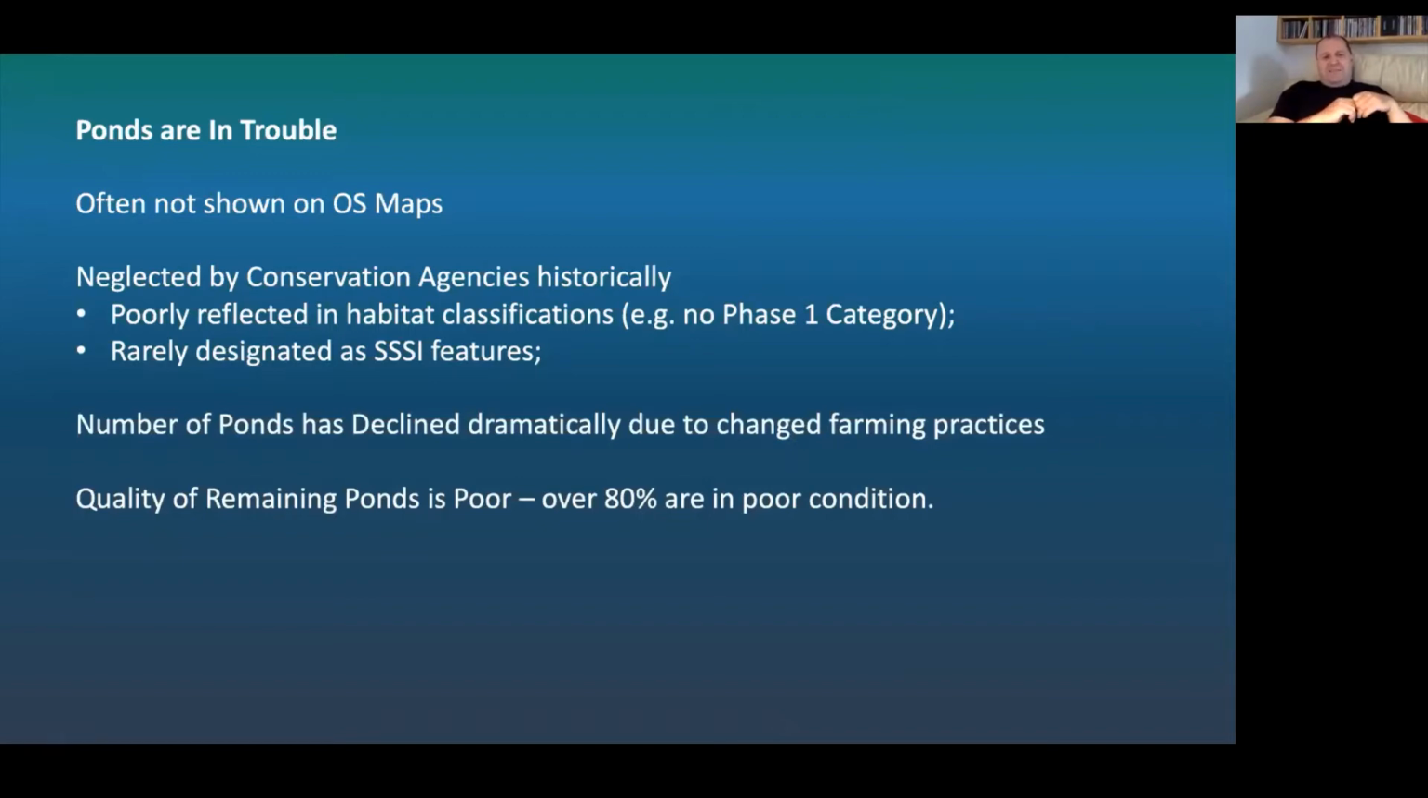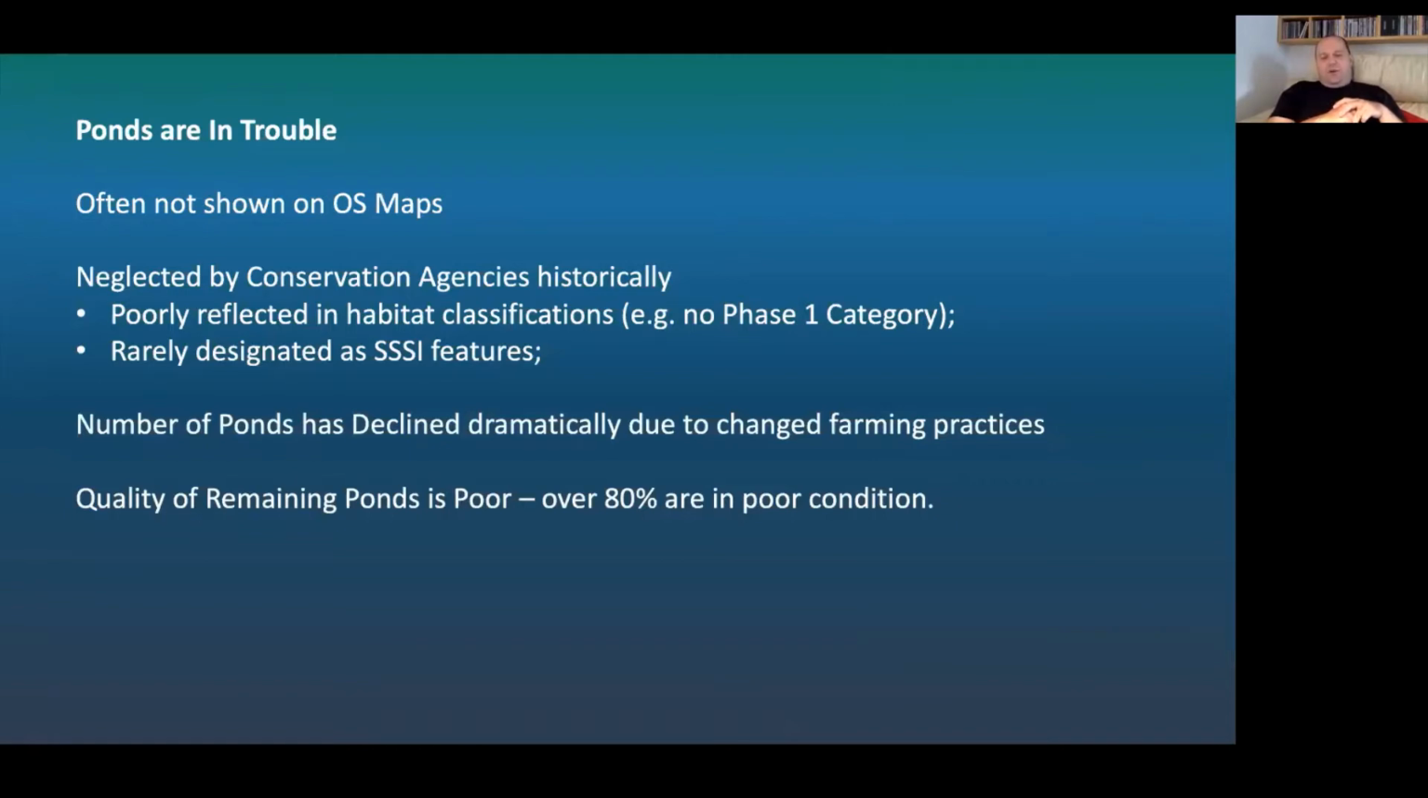So we tend to have a little bit of a blind spot, I think, for ponds, and that's a shame, because they're incredibly biodiverse, and I think that's something that we need to find a way to fix in the way we manage our habitats. Nevertheless, as every school child knows, ponds are really nice for wildlife. The number of ponds has also declined dramatically due to different farming practices. There's not really the same need for ponds in the kind of farms that we have now, and so they often tend to get filled in.